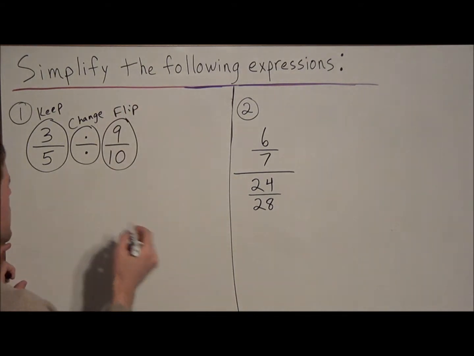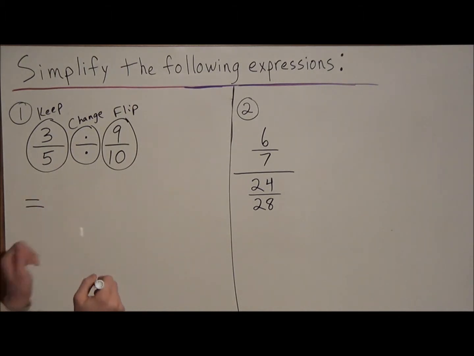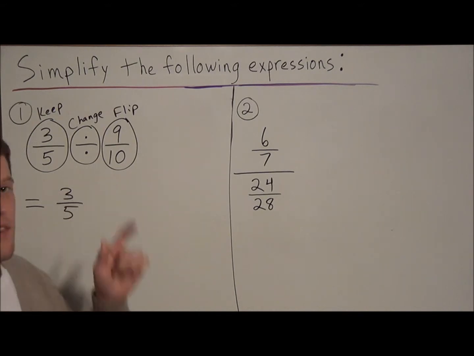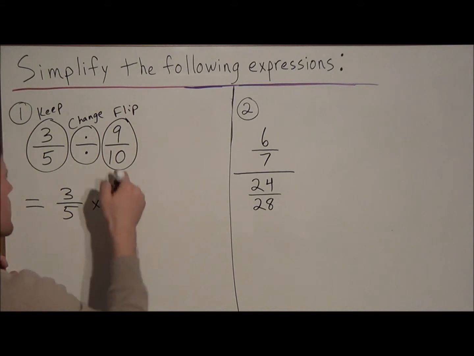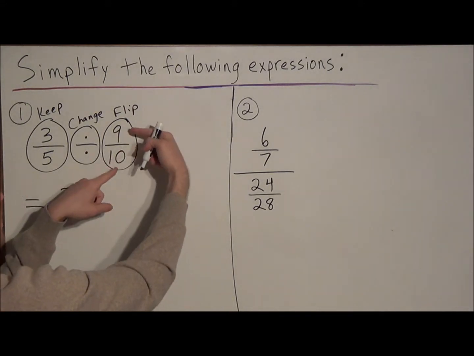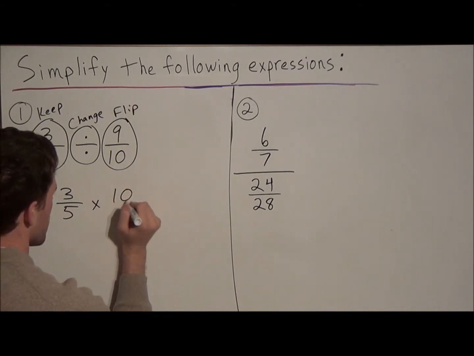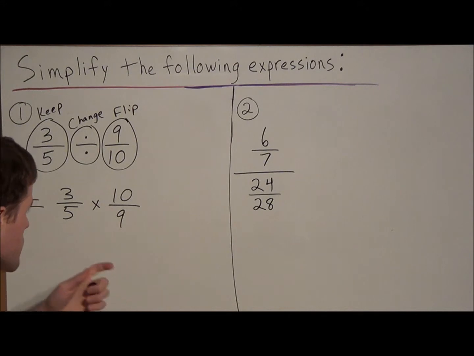the second fraction. So when we simplify this, we could say that this is equal to, and we'll write it a little bit bigger, we keep 3/5, okay, and then we're going to change from division to multiplication, and then we flip the second fraction. So instead of 9/10, we're going to have 10/9. So at this step, there's a few ways we could finish this problem.